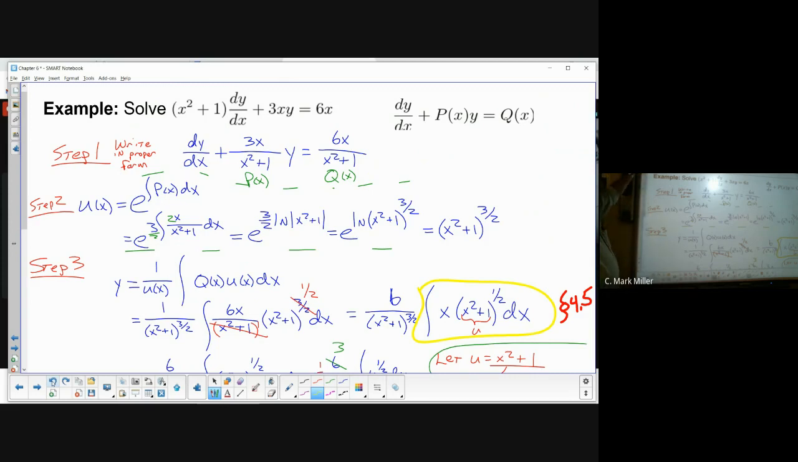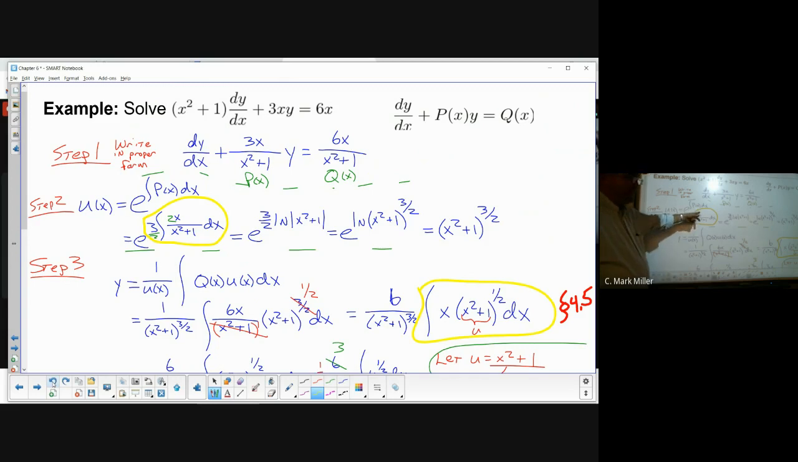So anyway, you write it in proper form. Then once you do that, you calculate your u of x. u of x is e to the integral of p of x dx right here. We've done this a few times. On Friday, we did this. We integrate. You had to perform this integral here on Friday. All right.